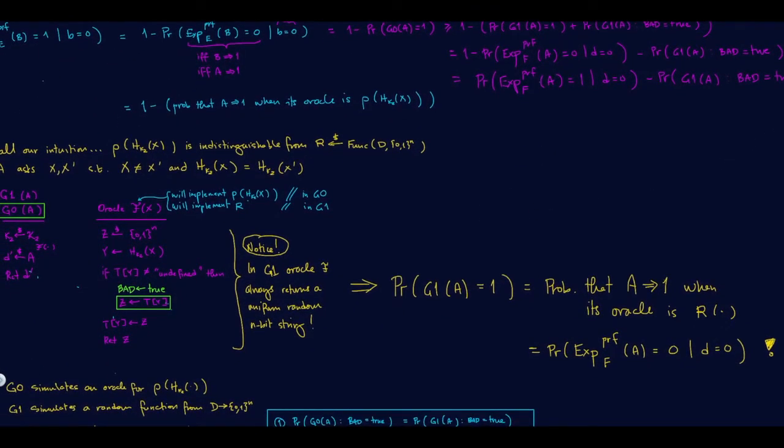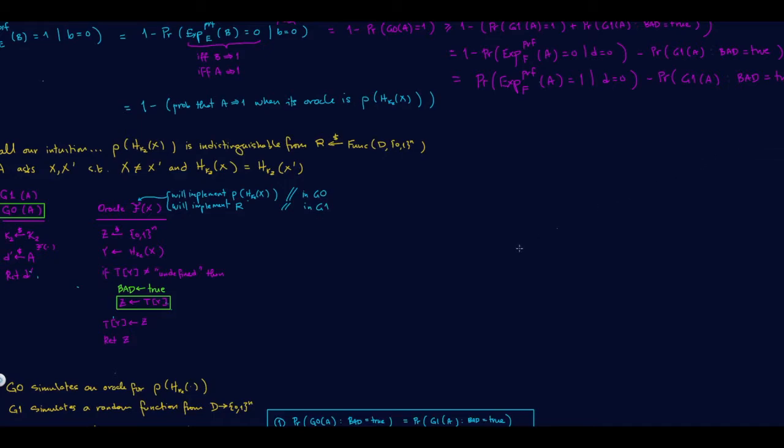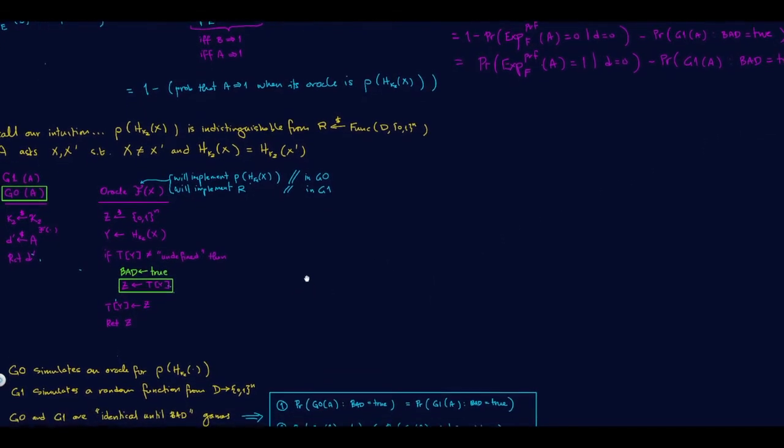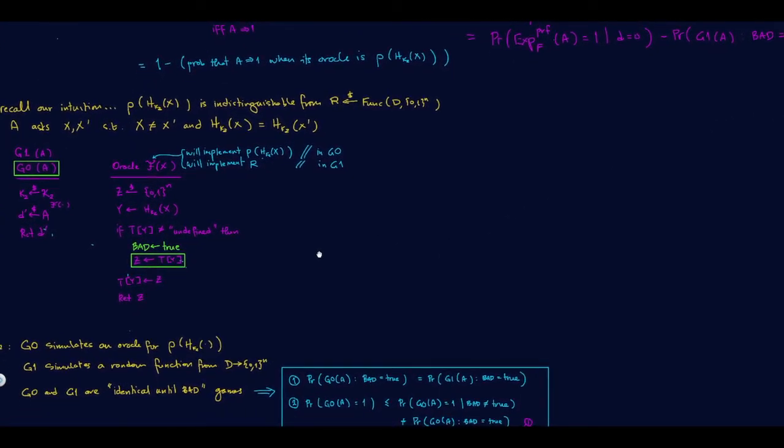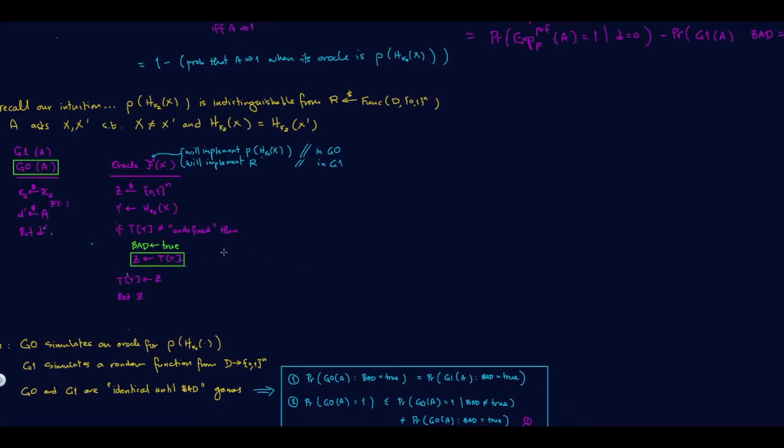So let's return to thinking about game G1, in particular the chance that it causes bad to be set to true. When is bad set to true? Well, we've already established that that happens exactly when, so we're in game G1, A is making calls to this oracle F, and recall in G1 we've established, because this boxed instruction is not there, that this oracle F actually just implements a random function R with the variable input domain.